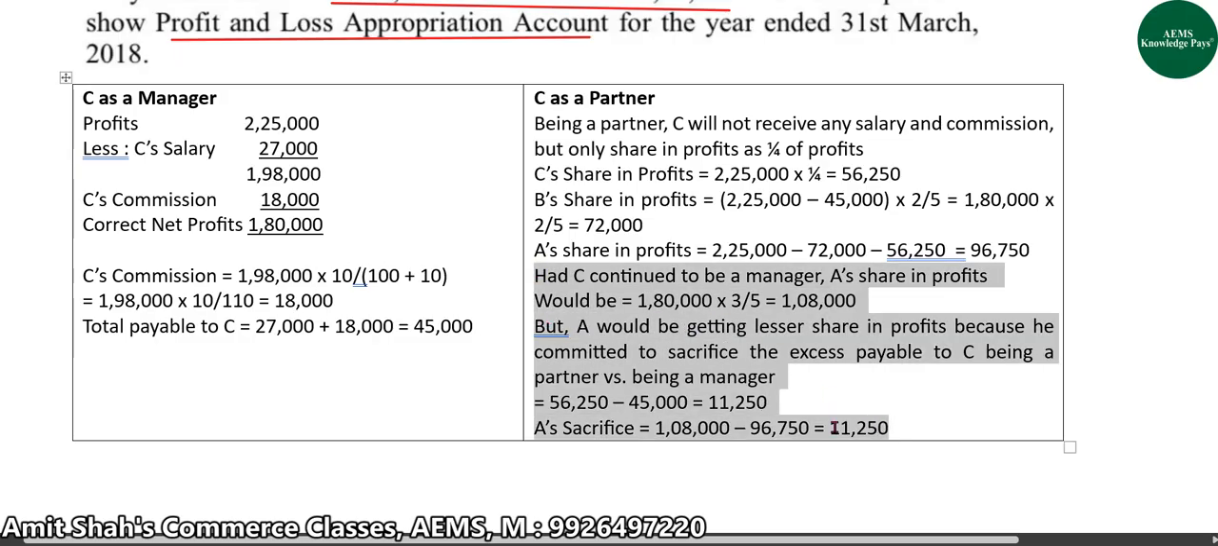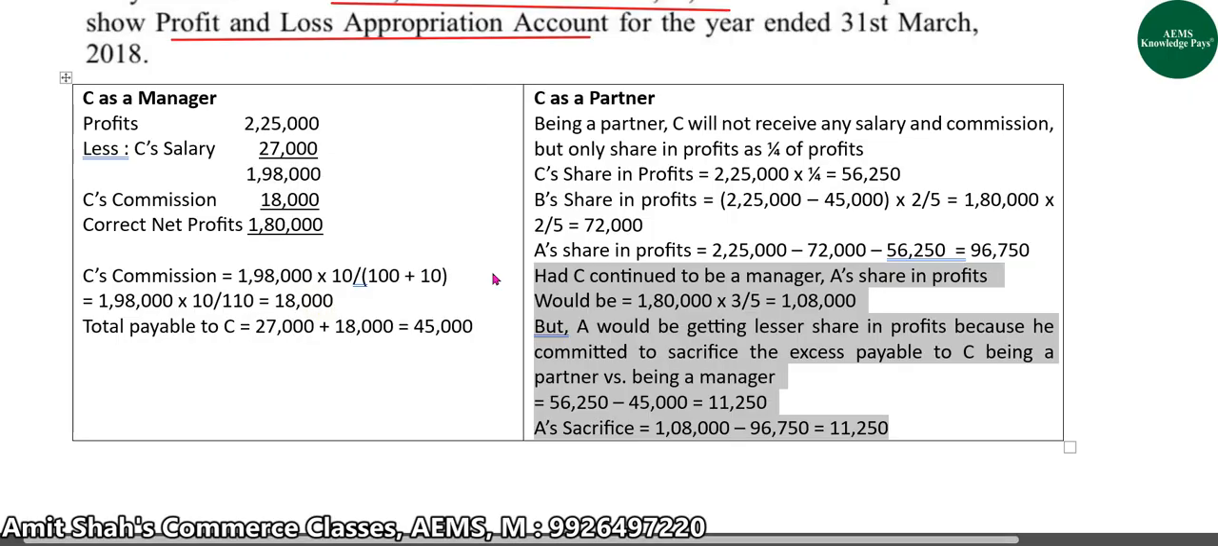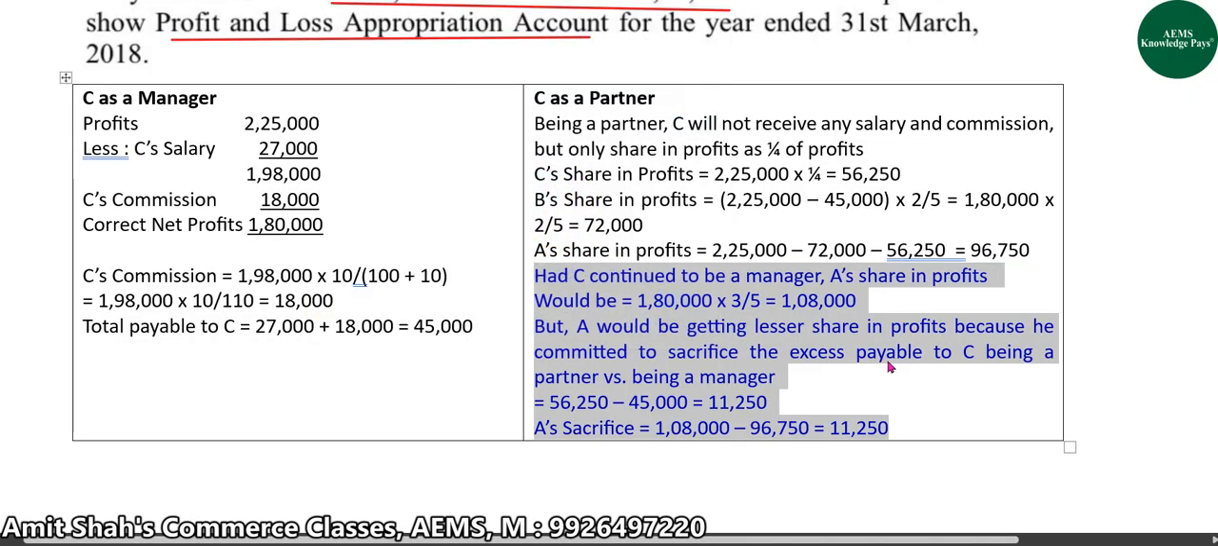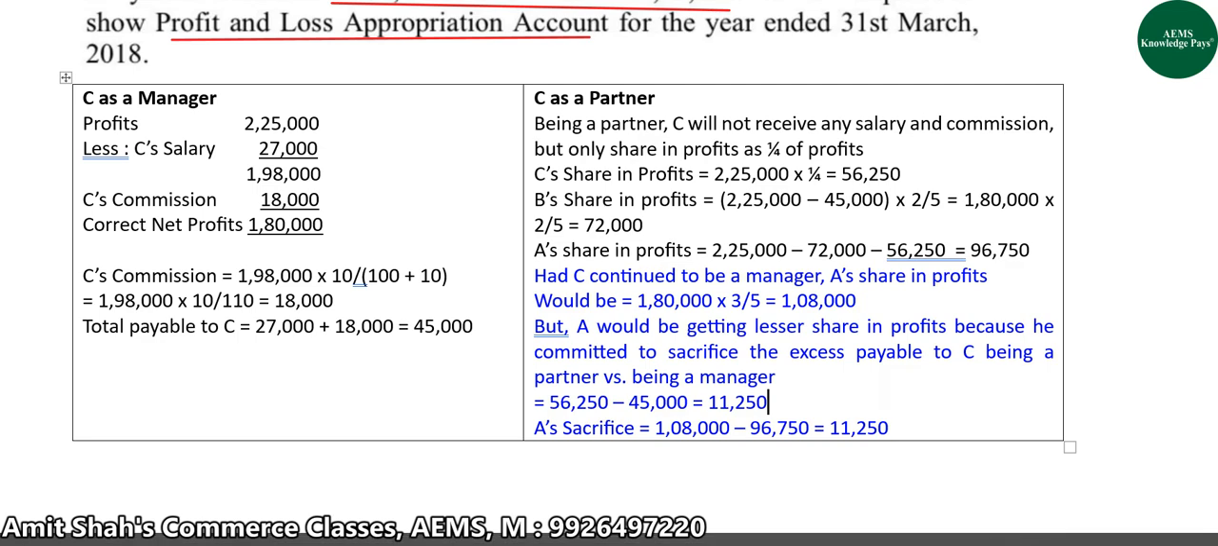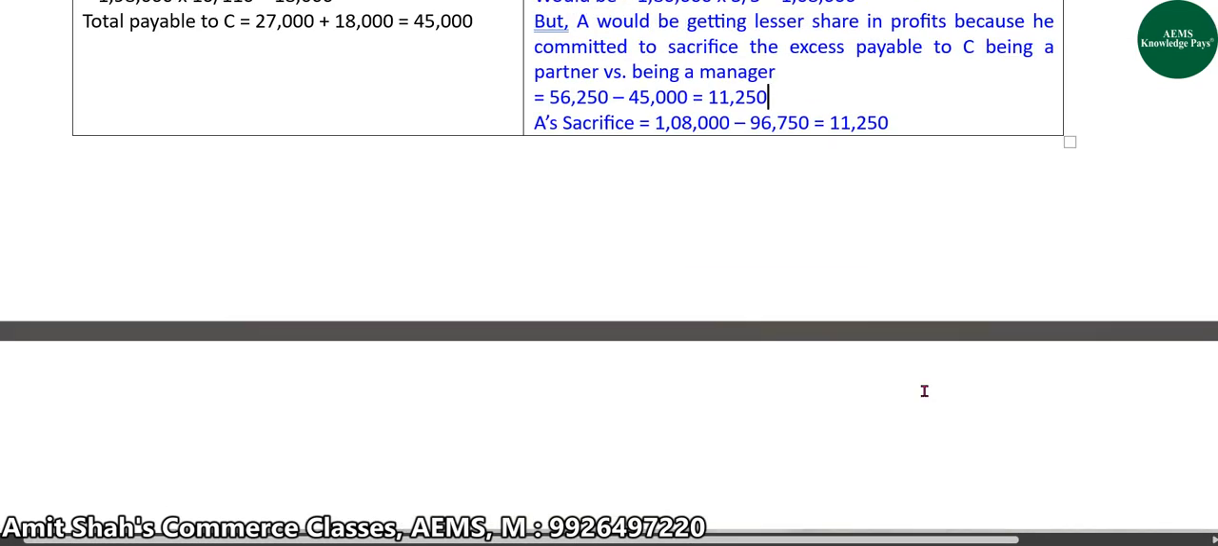What I have written here is only for your understanding, guys. You should not include this in solution of such questions, right? So how to prepare P&L appropriation account of such questions?